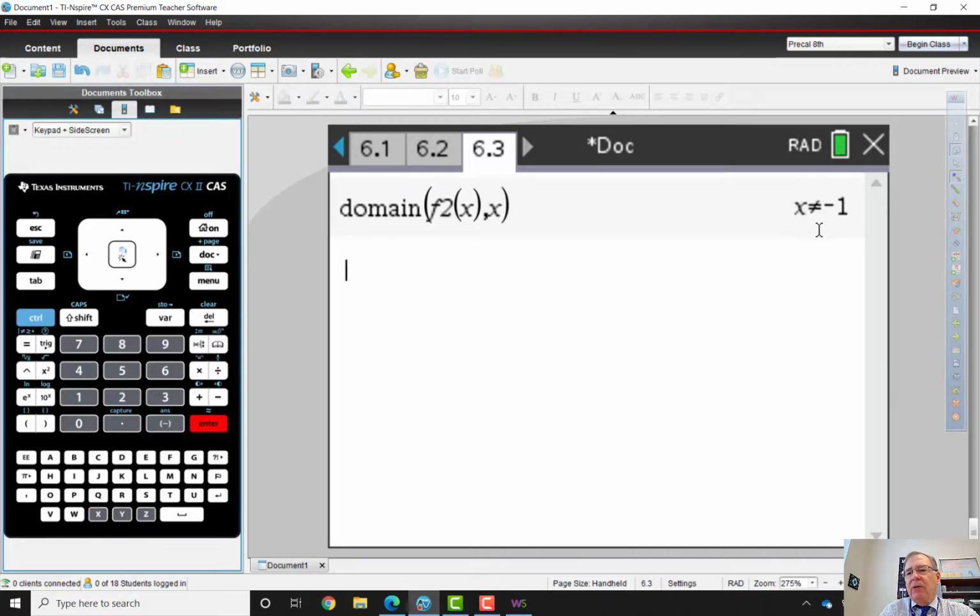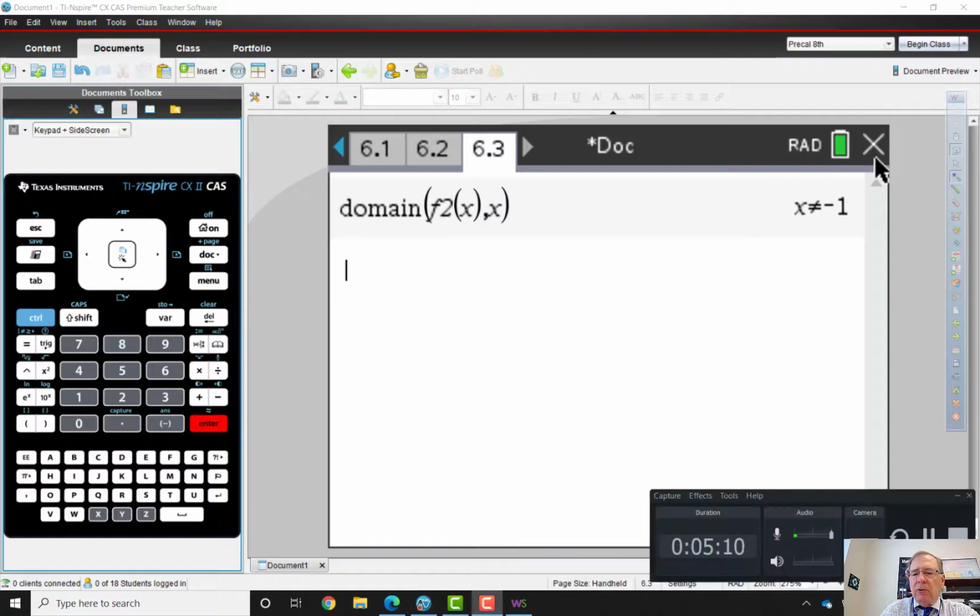And it doesn't give it to us in interval notation, but we see that x cannot equal -1. So that concludes this video.